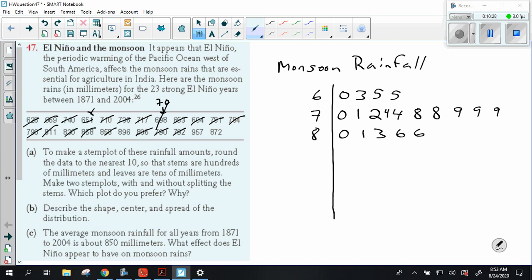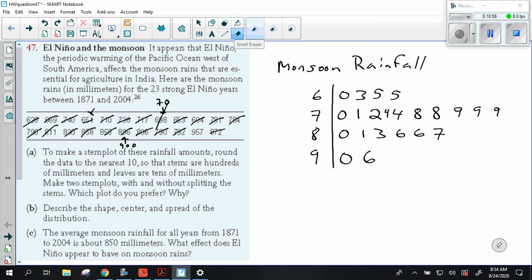And the 872 we've got here. And then we've got an 896. When we round that up, that's going to become 900. So we'll start our new stem. 9, 0. Taking care of that one. This one is 9, 6. All right, perfect. We now have our stem plot.